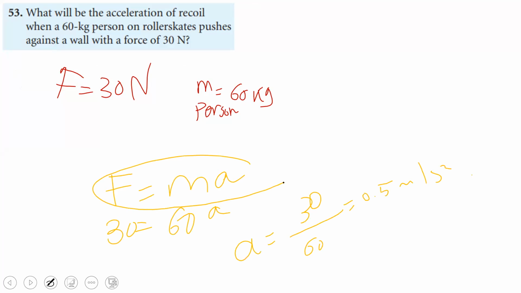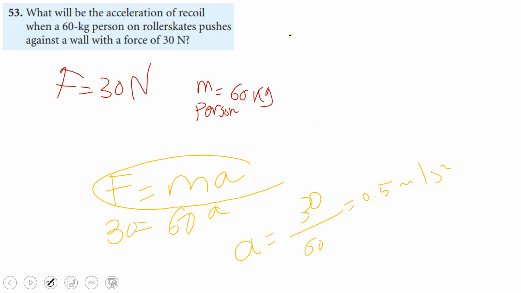Teacher, is this the acceleration to the wall? Yeah. So they're asking about the acceleration of the recoil. Is it in the opposite direction? Yeah, here you can use the third law: the force of the 60 kilogram person on roller skates pushing against a wall. This is the force from the person to the wall, which is equal to the force from the wall to the person.